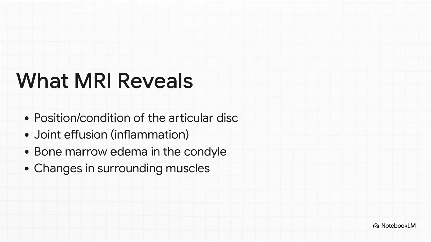So what can it see specifically? Well, an MRI can show the exact position of that tiny little articular disc in your jaw joint, which is a super common source of all that clicking, popping, and pain. It can see fluid buildup, that's called effusion, which is a telltale sign of inflammation. It can even see swelling inside the bone itself, that's bone marrow edema, which indicates a stress response that would be totally 100% invisible on an X-ray.